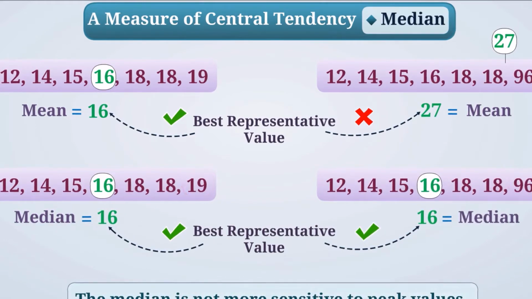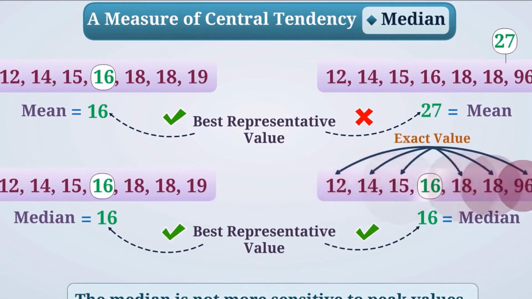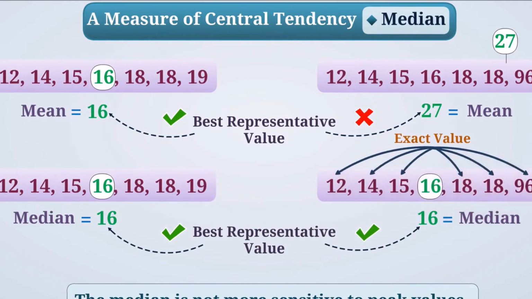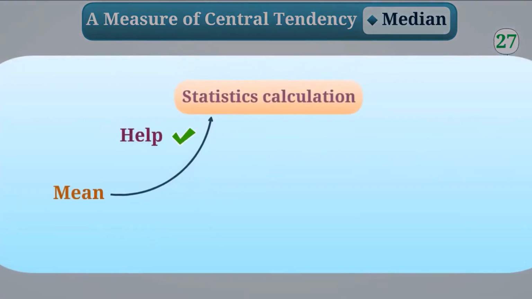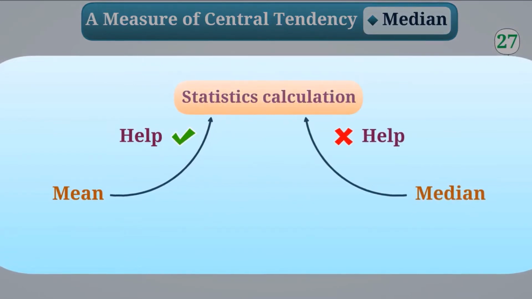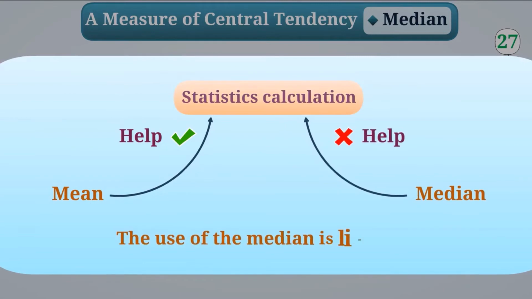The median does not take into account the exact values of the data. In this way, it does not use the complete information given in the data. The mean helps in statistical calculation, but the median does not help in this. For this reason, the use of the median is limited.